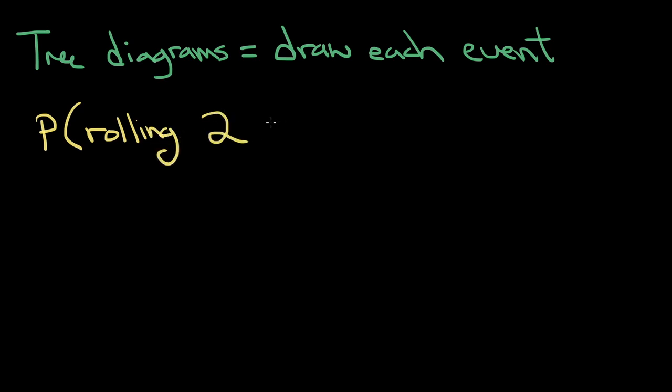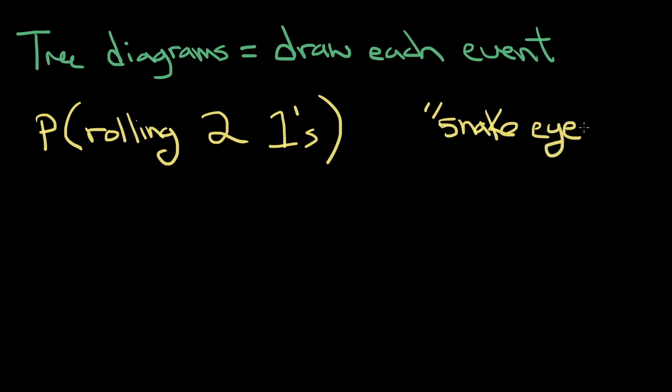Just, hey, what do you call it when you roll two ones? We call that snake eyes. I don't know why, actually. Snake Eyes is also probably my favorite G.I. Joe character.